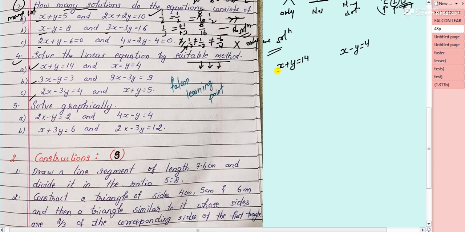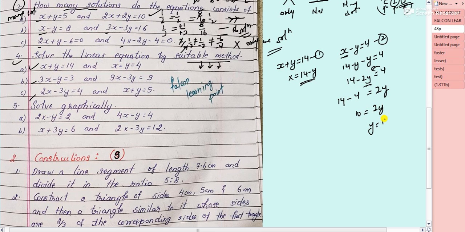Take this as equation 1 and this as equation 2. You can write x as 14 minus y. Now substitute this in equation 2. At the place of x you can write 14 minus y, and this is minus y again. So 14 minus 2y equals 4. Bring 2y to the RHS and 4 to the LHS, so 10 is equal to 2y, so y is equal to 10 by 2, which is 5. So y is 5. Now substitute in this: 14 minus 5, which is 9. x is 9. This is called the substitution method.